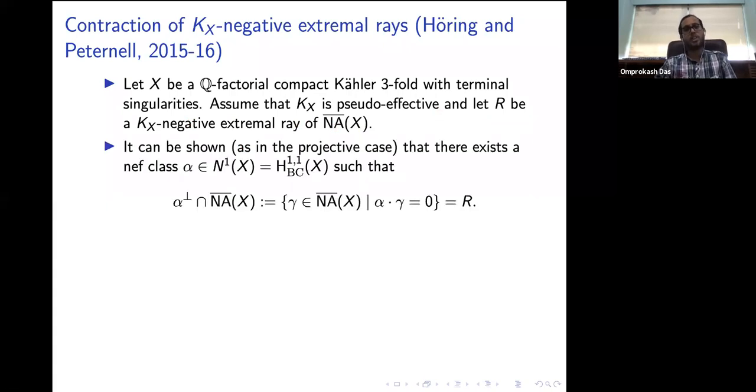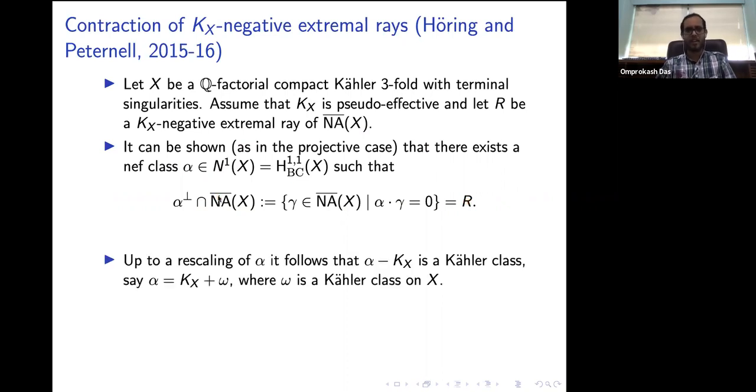Then just as in the projective case, you can show that there exists a nef class alpha such that alpha perp intersected with the generalized Mori cone is exactly R. We simply say that R is supported by the nef class alpha. Then maybe you have to rescale alpha, but using the cone theorem for the generalized Mori cone, you can show that alpha minus K_X is a Kahler class. Write it as omega, so alpha equals K_X plus omega, where omega is a Kahler class.